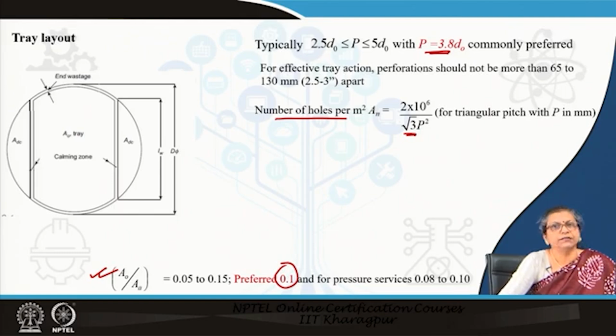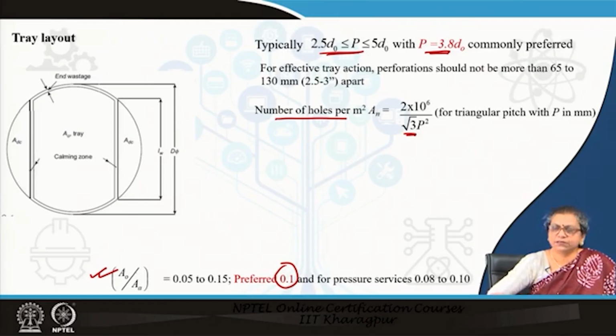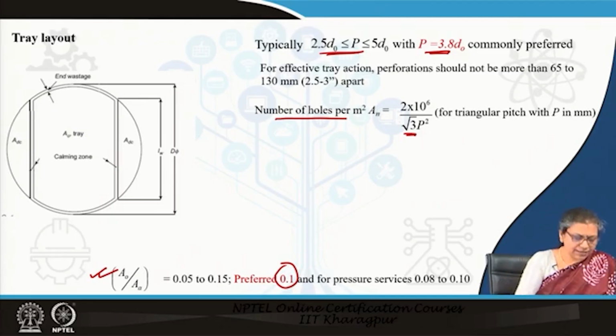From here you can find the number of holes. Once you have found the number of holes, then from this formula you can find out the pitch P. And then you see whether the P is falling, more or less, within this particular range, or it is closely obeying this particular range. If that is admissible, we can proceed with it, or else we have to go for a lower pitch or higher pitch, and we have to adjust accordingly.